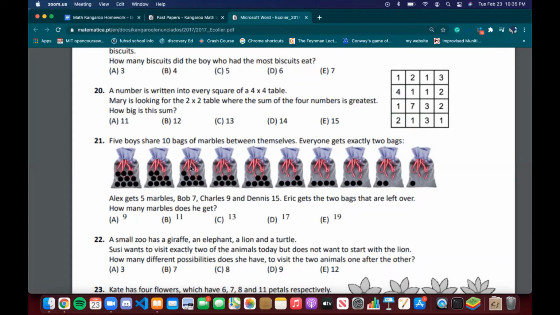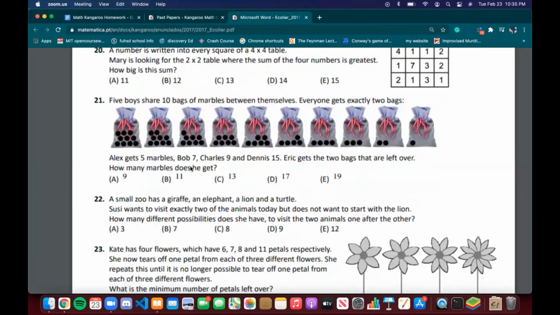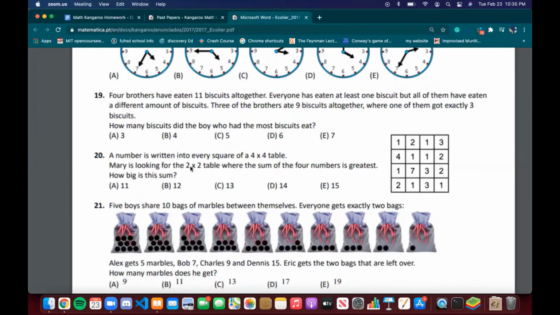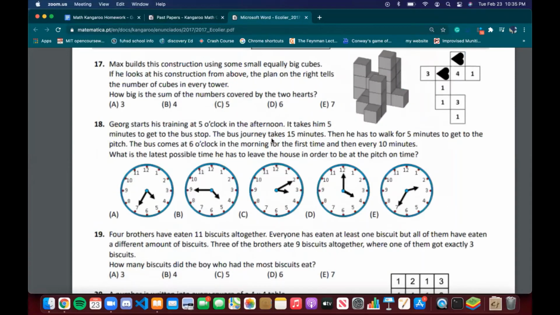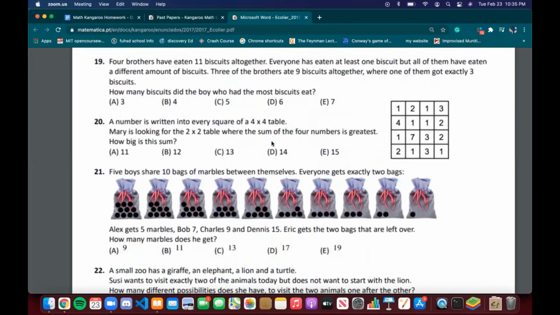Okay, so these problems were pretty easy. Let's keep going. Do you want to keep going, or do you want me to talk about a math topic? Okay, let's just keep going.